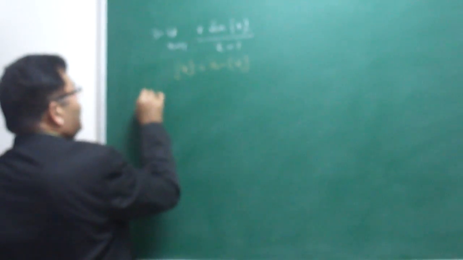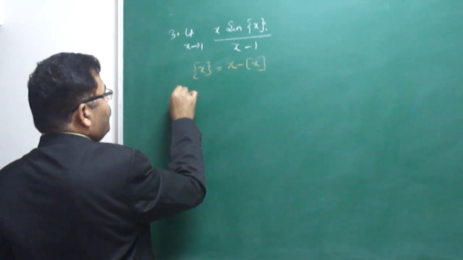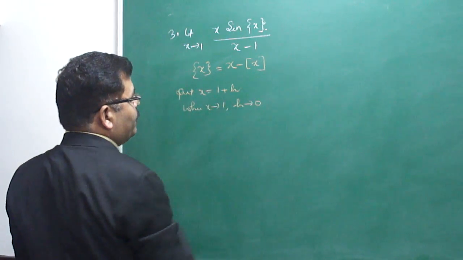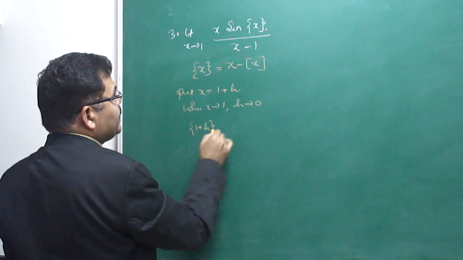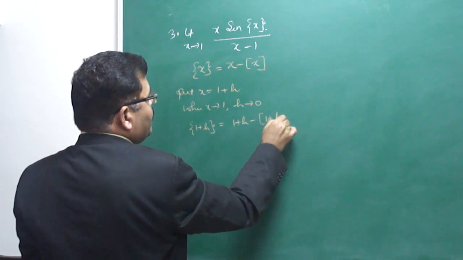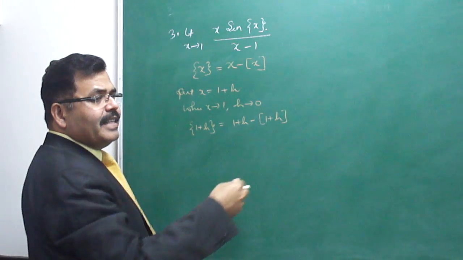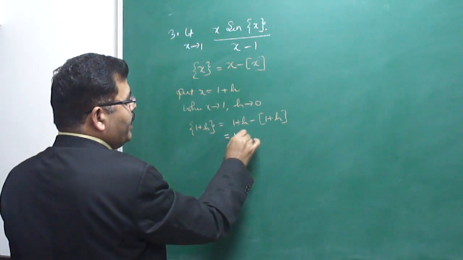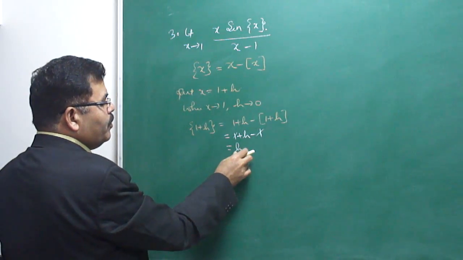Let me write here. I put x equal to 1 plus h. When x tends to 1, then h tends to 0. So each x is replaced by 1 plus h. So what will happen? Fractional part of 1 plus h is equal to 1 plus h minus integral part of 1 plus h. Here h is slightly greater than 0, a positive number. 1 plus slightly positive, the integral part of that would be 1. So 1 plus h minus 1 is h. So the fractional part of 1 plus h is equal to h.